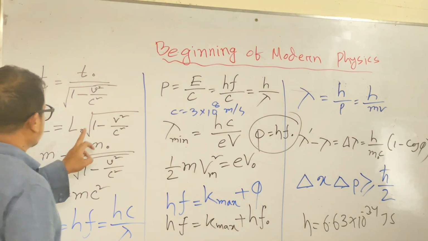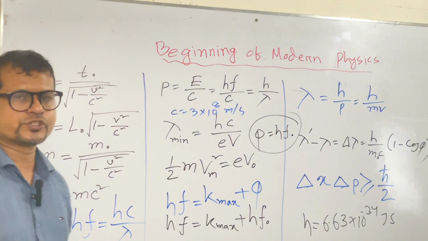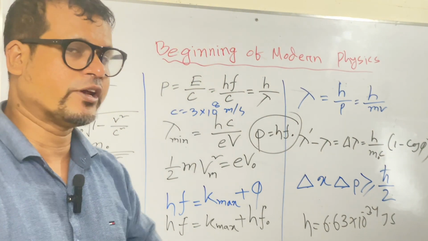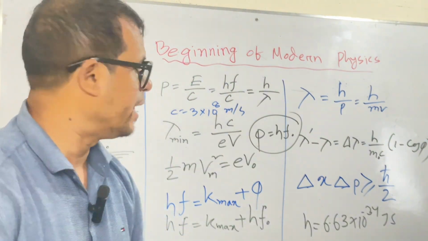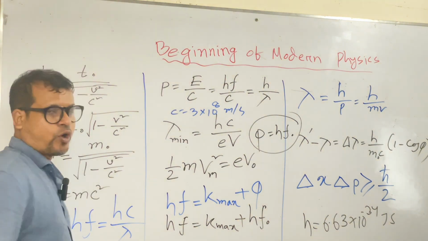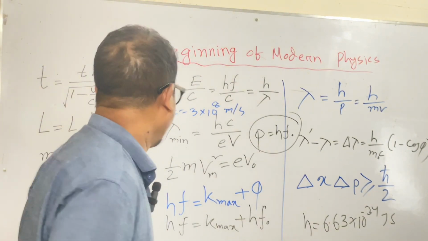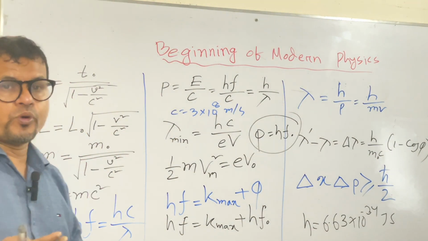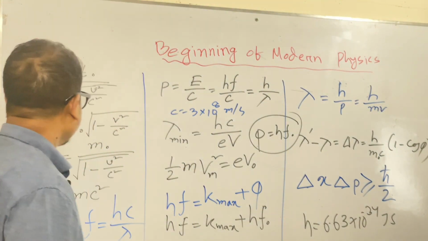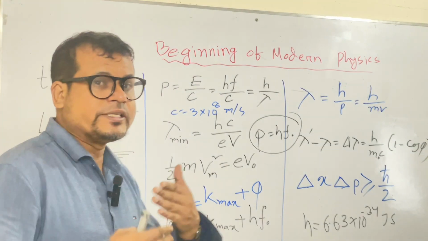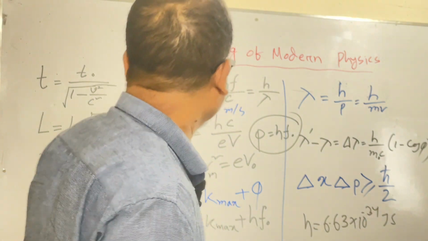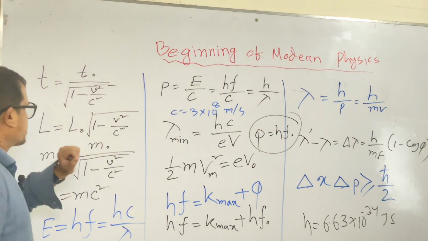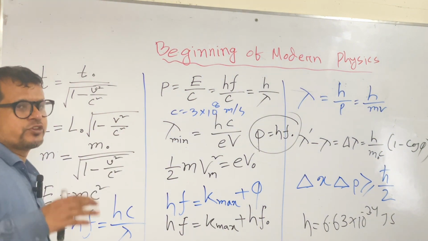L equals L naught root 1 minus v squared over c squared. Here v is the velocity of the moving body, L naught is the length of the body at rest, and L is the length of the moving body. When an object is in motion, its length is L, and c here is the velocity of light.